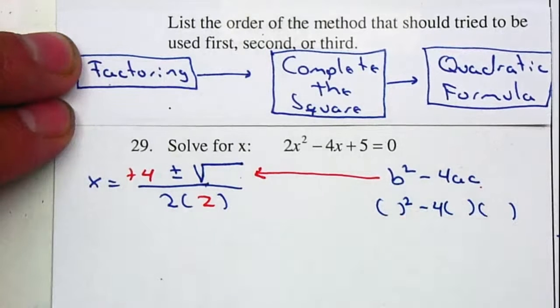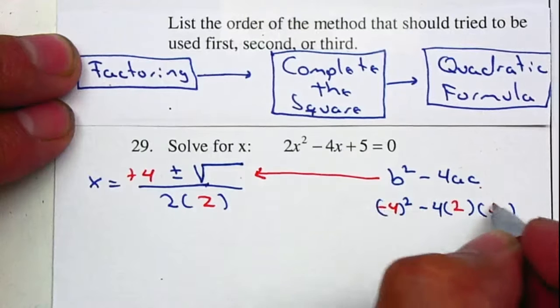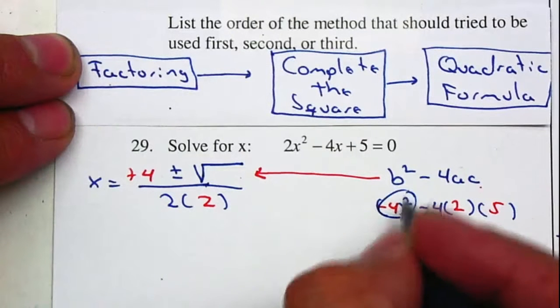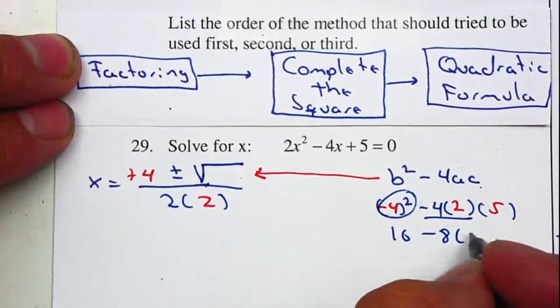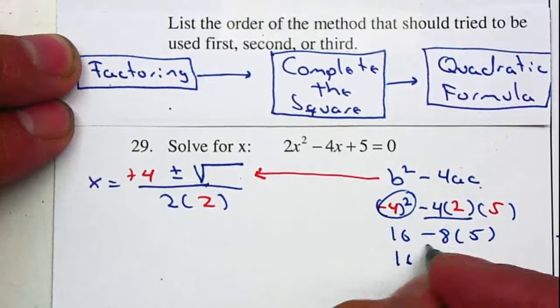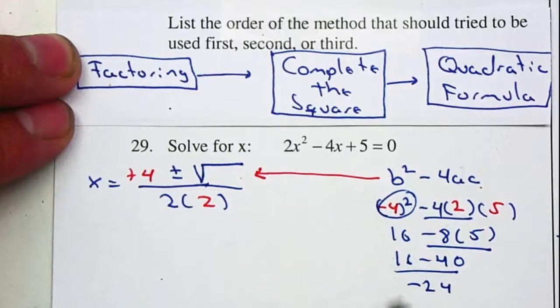b squared minus 4ac. B is negative 4, A is 2, and C is 5. Negative 4 squared is 16. Multiplying this out gives me a negative 8. Multiply by 5. So 16, multiply first, minus 40. That will give me a 24. Keep the sign of the bigger number, so it'll be negative 24.